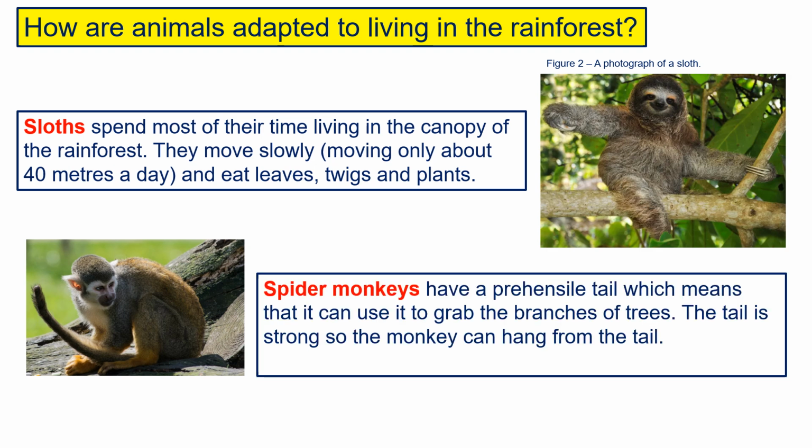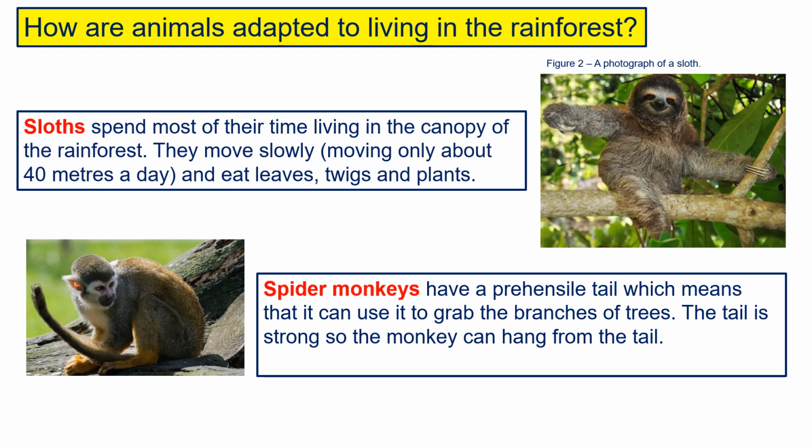Spider monkeys have a prehensile tail. In other words, they've got a really, really strong tail. This means the spider monkeys can use their tail to wrap around tree branches, and then this means they can use all four limbs, arms and legs, to access the food in the canopy so they get the nutrients they needed to survive.